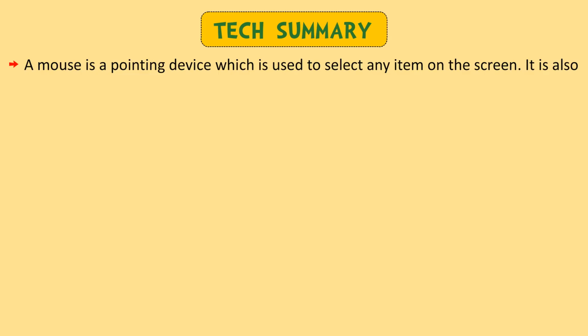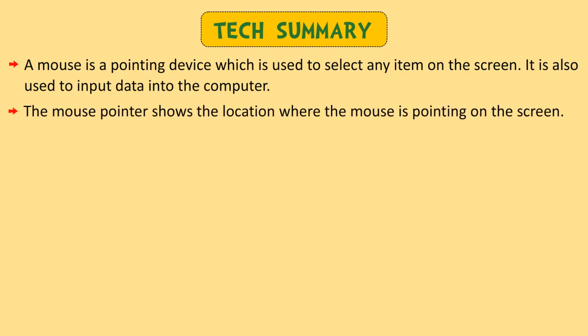A mouse is a pointing device which is used to select any item on the screen. It is also used to input data into the computer. The mouse pointer shows the location where the mouse is pointing on the screen.